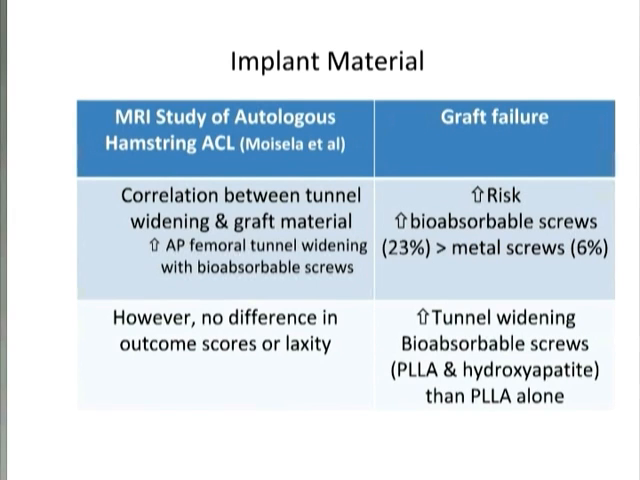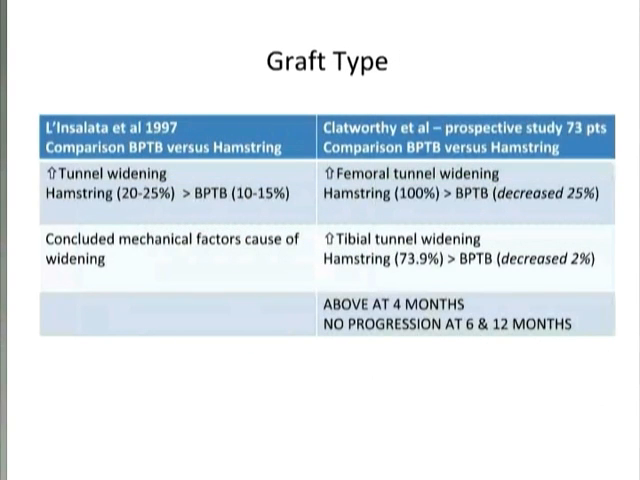Insalata et al. did a study in 1997 looking at the type of graft, bone patella tendon bone versus hamstrings, and found that the hamstring group had almost double the rate of tunnel widening than bone patella tendon bone, and concluded that mechanical factors were the cause of the widening.